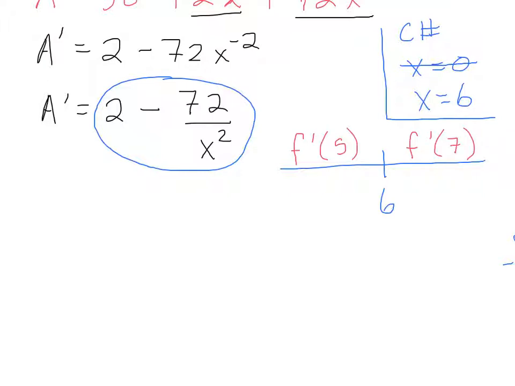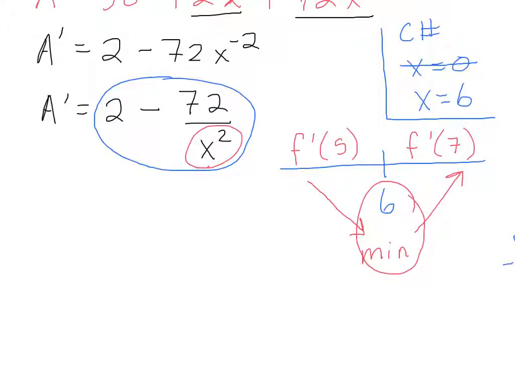So when I plug 5 into the function, I get 25 on bottom. Okay? 72 divided by 25 is what? Alright, and so 72 over 25 is 2.88. And so 2 minus 2.88 will give you a negative. So it is decreasing. Let's plug 7 in. When you plug 7 in, you have 72 over 49. What is 72 over 49? It is 1.46. So 2 minus 1.46 will give you a positive number, so it is going up. And so indeed, there is a minimum at 6.